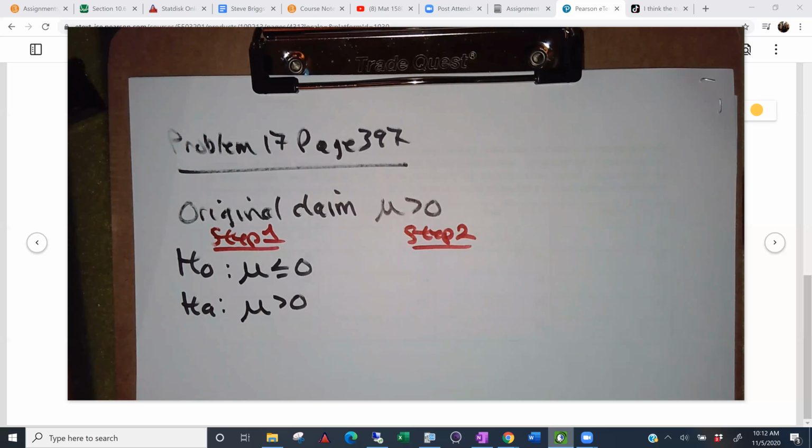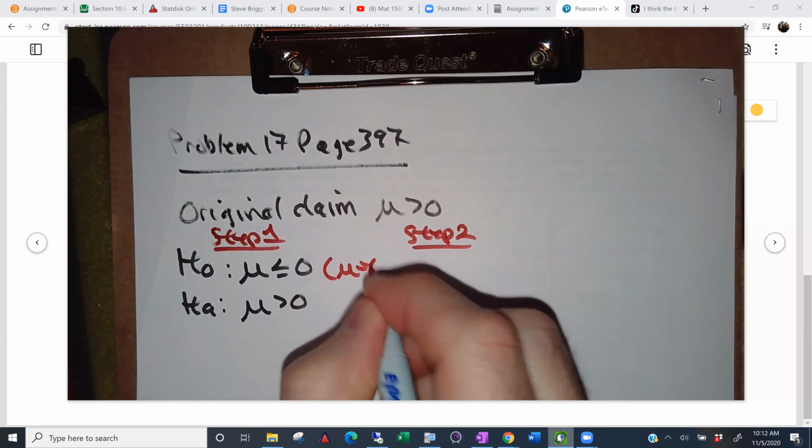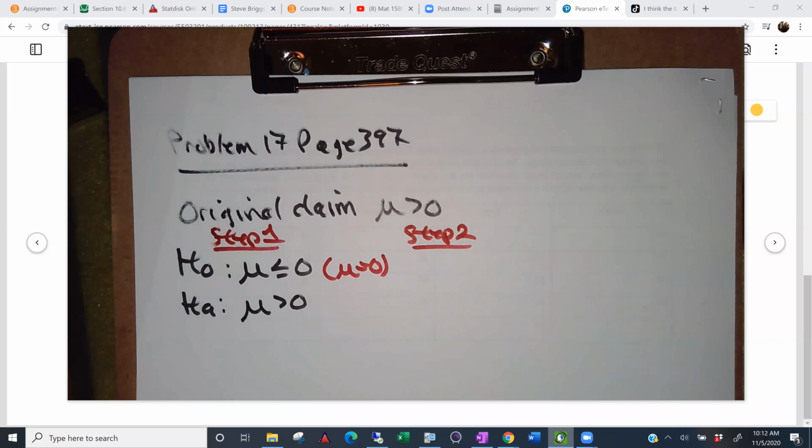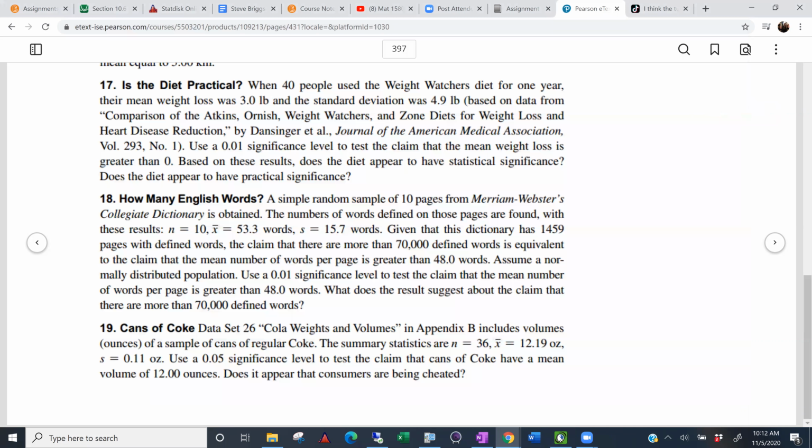Now, in my math lab, your choice will probably be mu equals 0. That's okay. I like this, as I said before. For alpha, we're going to do this test at the 0.01 significance level. So alpha is 0.01.